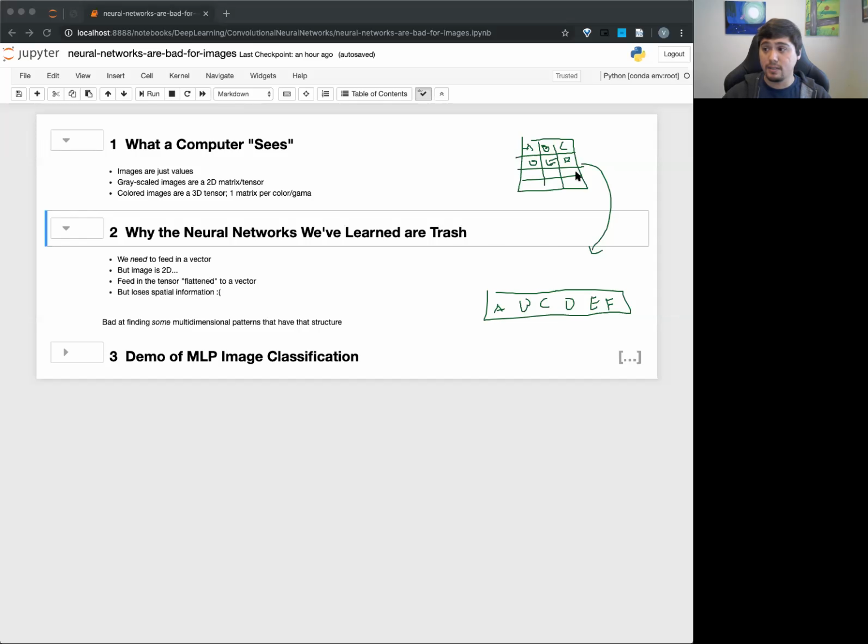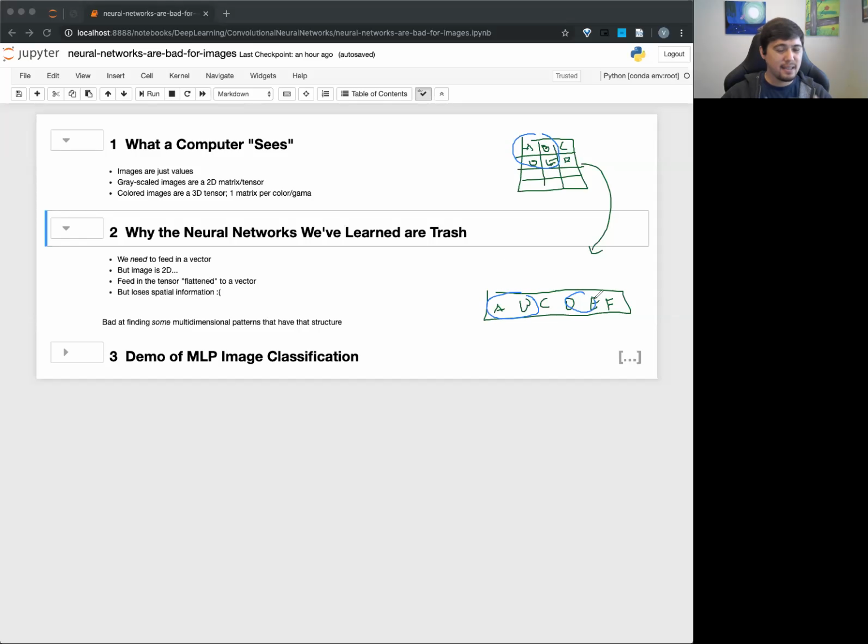For example, A and B, and D and E, are actually pretty close together, but in the vector they're now separated out. They're no longer keeping that information that they're close. If this is your eye, and this is a little bit lower, like your nose, your eye is going to be right here but your nose is going to be all the way over here. So we lose information about how far away things are from each other.